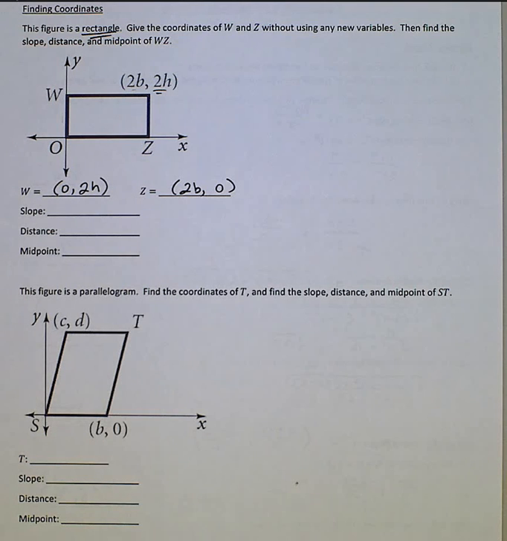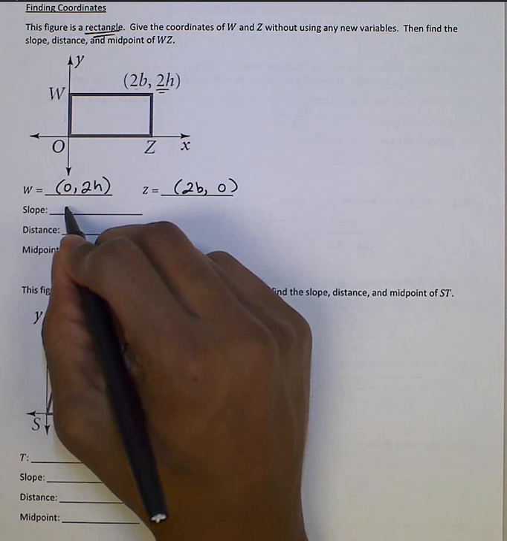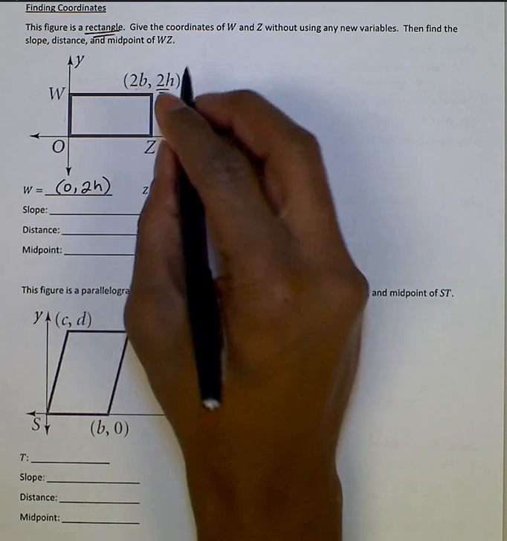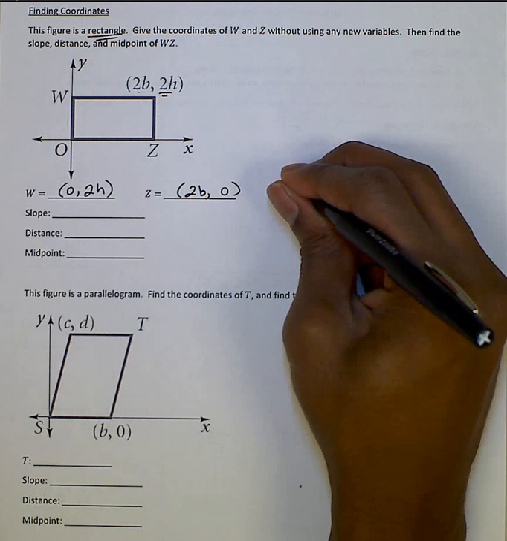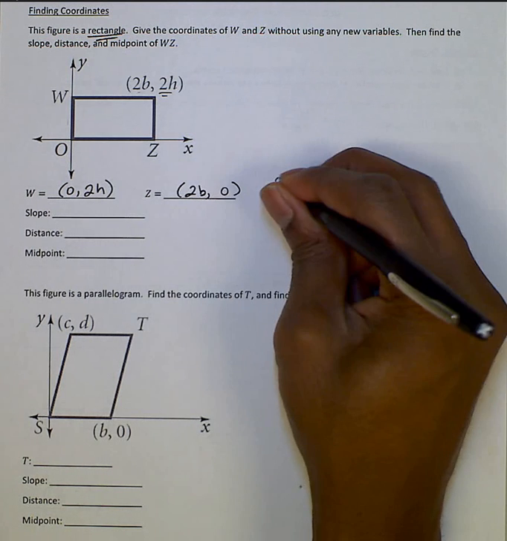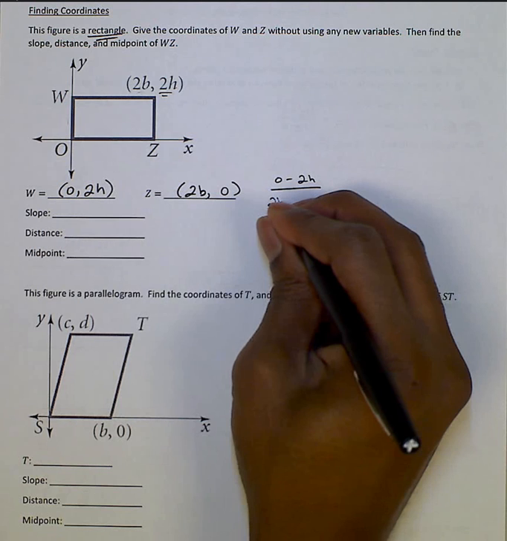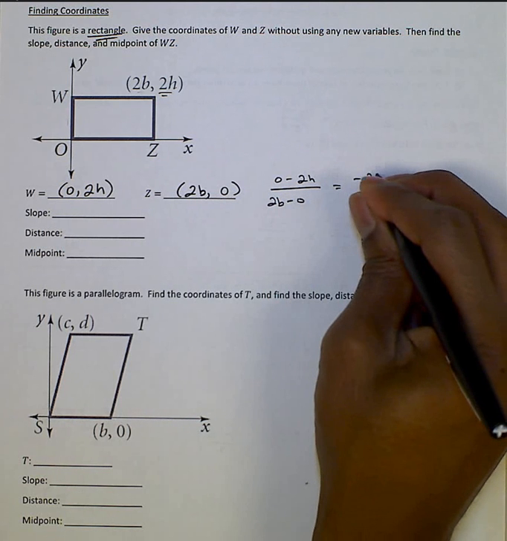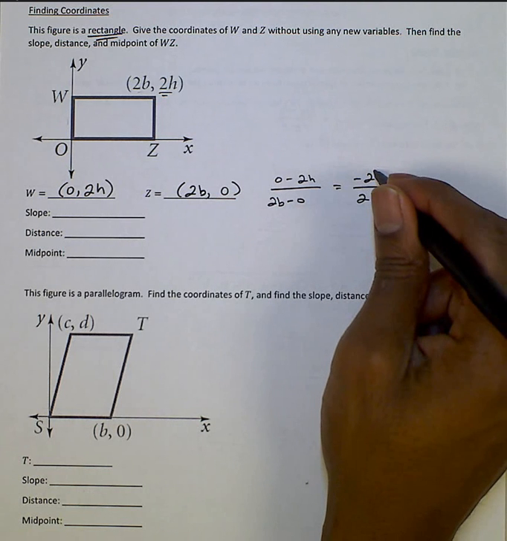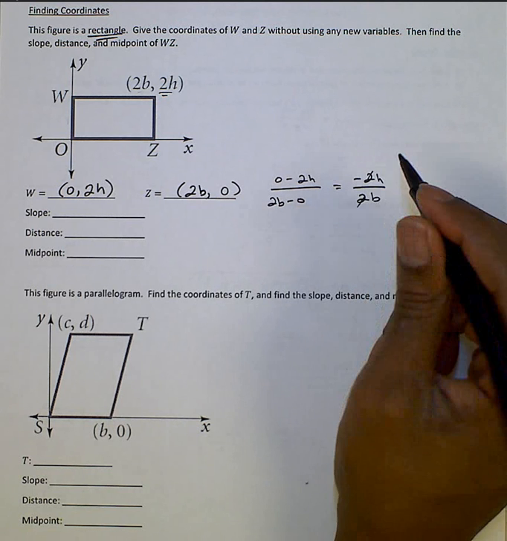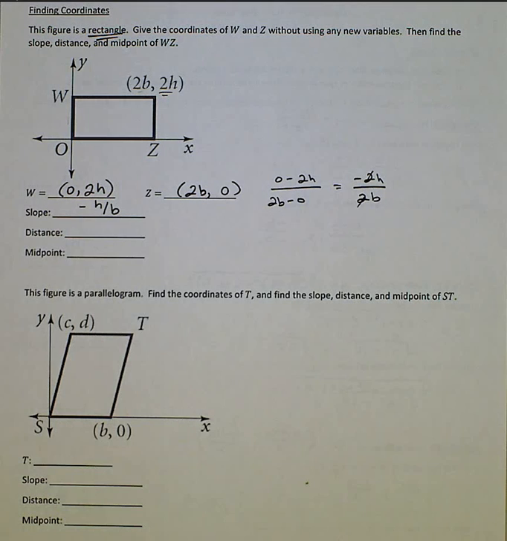All right? And so now we have to find the slope. The slope of WZ, I have these 2 points. I have y2 minus y1, so 0 minus 2h over x2 minus x1, 2b minus 0. So I have negative 2h over 2b. Always remember to try to simplify this if possible, and in this case it is possible. I see 2 in both of these, I can take that out, and I'm left with negative h over b. That's the slope.